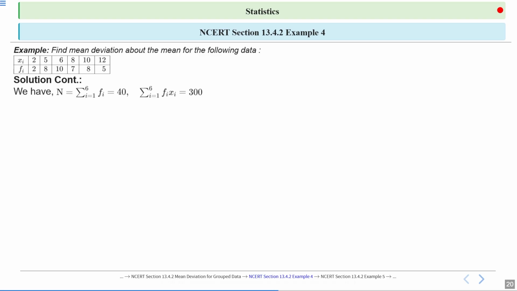So we have n equal to summation i equal to 1 to 6, fi equal to 40, and summation i equal to 1 to 6, fi xi is 300. And we know that x bar equals 1 by n summation i equal to 1 to 6, fi xi. Therefore, x bar equals 1 by 40 times 300, and this is equal to 7.5.